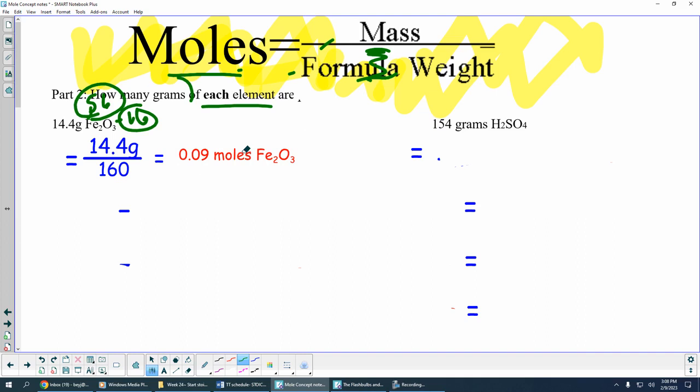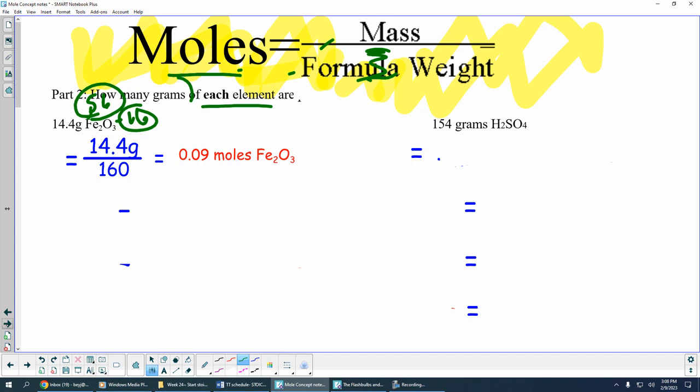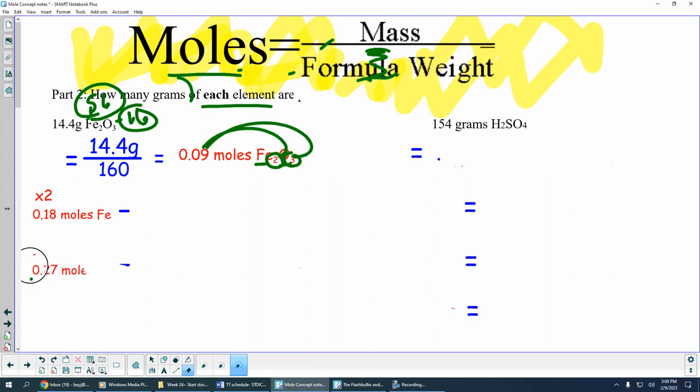Now I know basically how many dozen I have of each, and then I can pull them apart and compare them. How I'm going to do that is I'm just going to use the scale we used right over here. If I had 2 hydrogens, I would multiply that by 2. 1 sulfur, multiply by 1. 4 oxygens, multiply by 4. So I want moles of iron and moles of oxygen. I'm going to multiply my iron by 2. 0.09 multiplied by 2 is 0.18. I'm going to multiply my oxygen by 3 to get 0.27 moles.